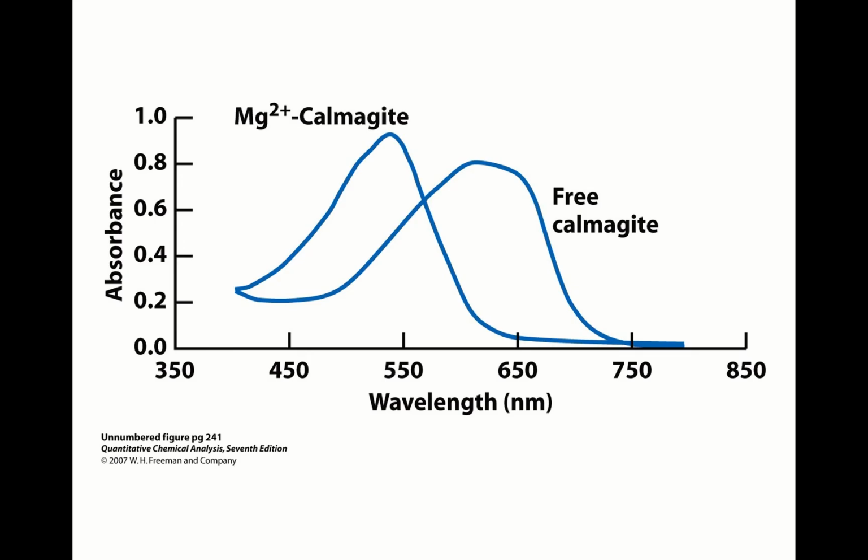Here is why the indicator changes color. The absorption spectrum of free Calmagite is given here, and it has an absorption maximum around 620 nanometers. But when it is complexed with the magnesium ion, the absorption maximum changes to shorter wavelengths. This is called blue shift, around 550. So the color changes, in other words.